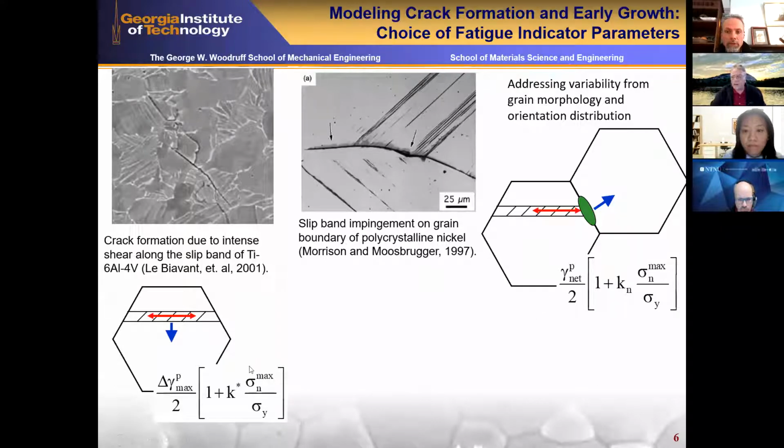This is for transgranular, to the left, for cracks that arise due to slip impingement on grain boundaries for positive R ratios, positive load ratios, where you have an accumulation cycle by cycle of dislocation pile-ups to the grain boundary, as shown at right here. We use the net plastic strain on the slip plane and the peak normal stress to some finite length of grain boundary segment. So it's a Zener-Stroh type of mechanism.